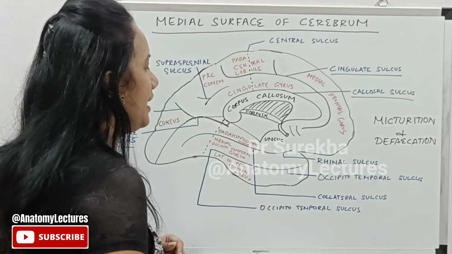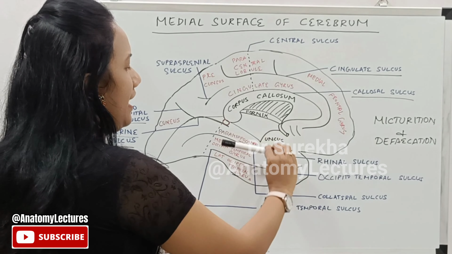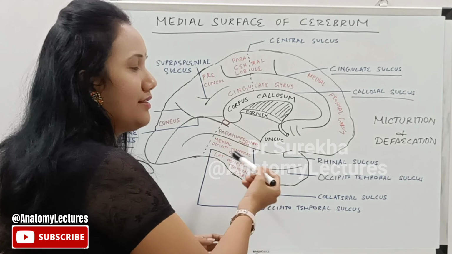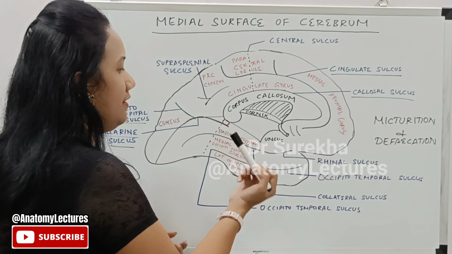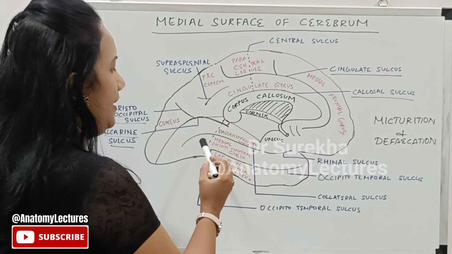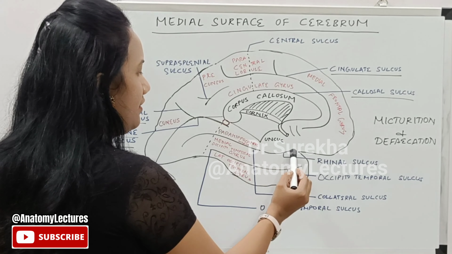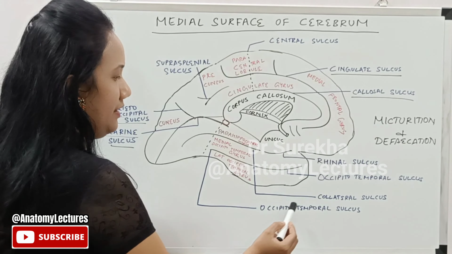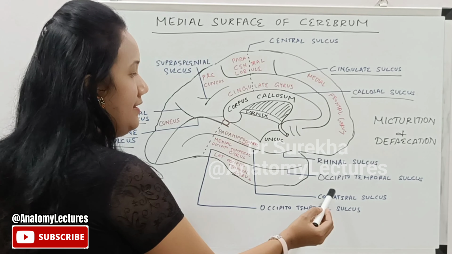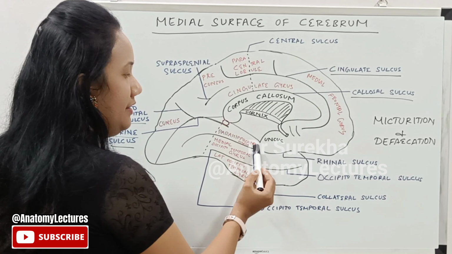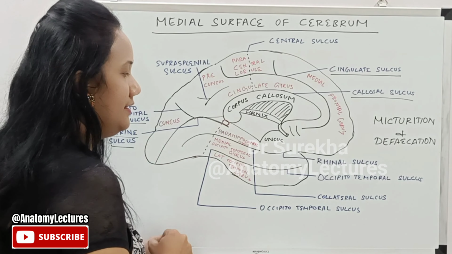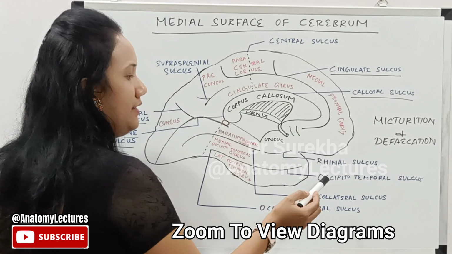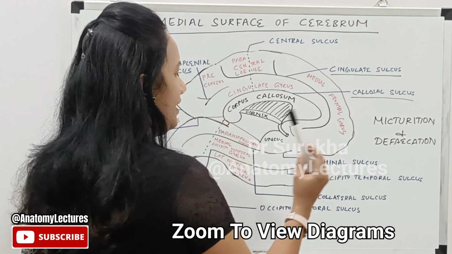Below the corpus callosum, this part actually will come into the inferior surface, but we will describe it here. The major sulci which you see here are the rhinal sulcus in the anterior part, and in the posterior part it is referred to as the collateral sulcus. Rhinal sulcus in the anterior part and collateral sulcus in the posterior part. And then you have one more major sulcus called the occipito-temporal sulcus.